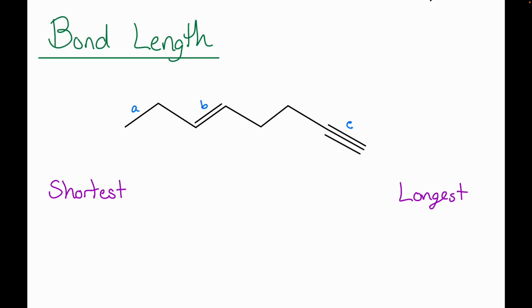We have a single bond A, a double bond B, and a triple bond C. Which one of these is the shortest? The triple bond. Triple bonds are stronger and shorter than double bonds, which are stronger and shorter than single bonds. So my shortest is C, followed by B, followed by A. The logic is that a triple bond is shorter than a double bond, shorter than a single bond.